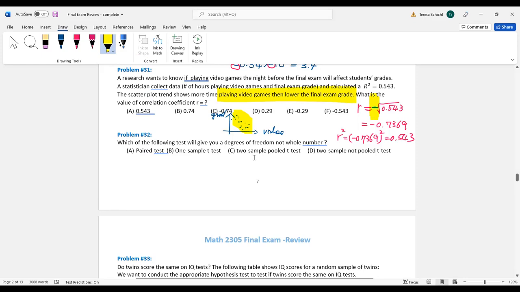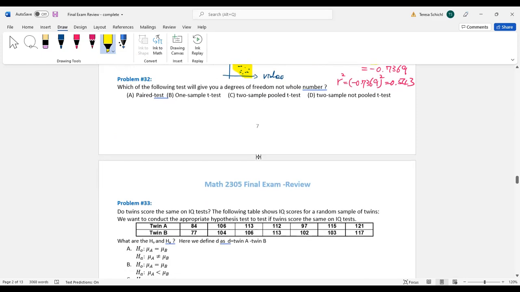Okay, let's take a look at number 32. It says, which of the following tests will give you degrees of freedom that is not a whole number? This is what we call the two sample t-test, not pooled. So let's see which one it is. It's a two sample pooled t-test or a two sample t-test. It's not pooled.